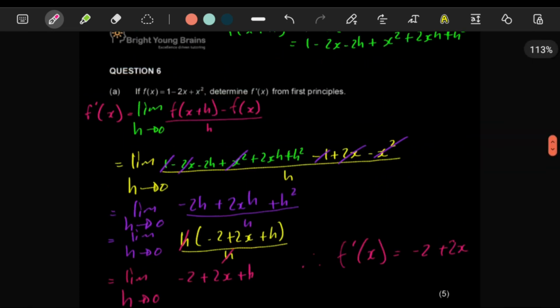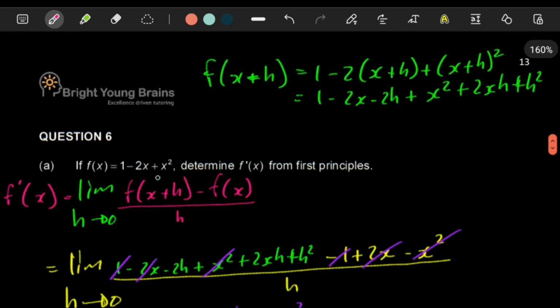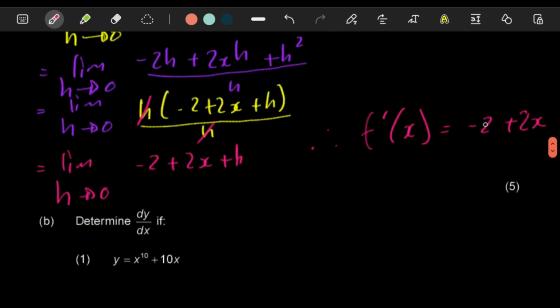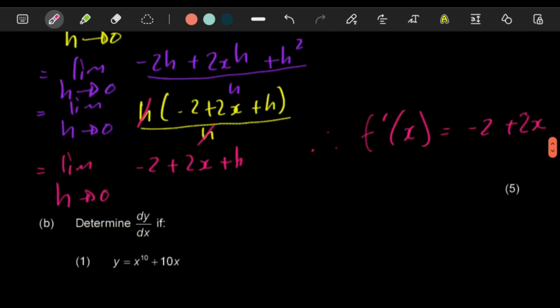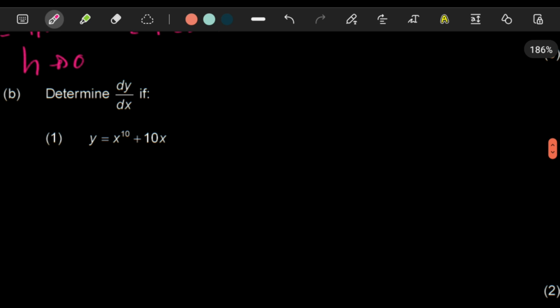So to test your answer, you can see what this would look like if you were to differentiate without first principles. If you were to use the power rule, the 1 would fall away, then you would just have a -2 here with 2x over there. So you see, -2 with 2x. Nice. This is so easy. What is this? Differentiating this, dy over dx, means we need to differentiate. So here, dy over dx, this is already in standard form.